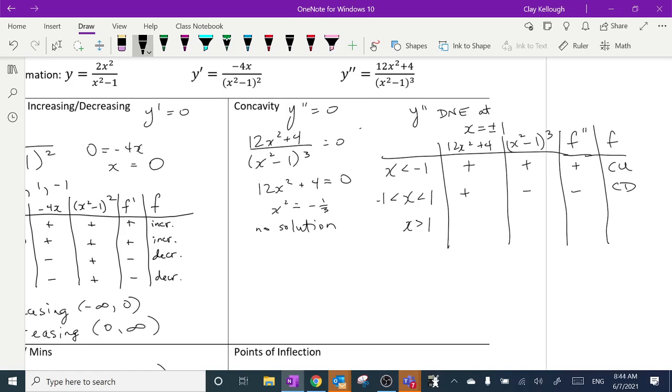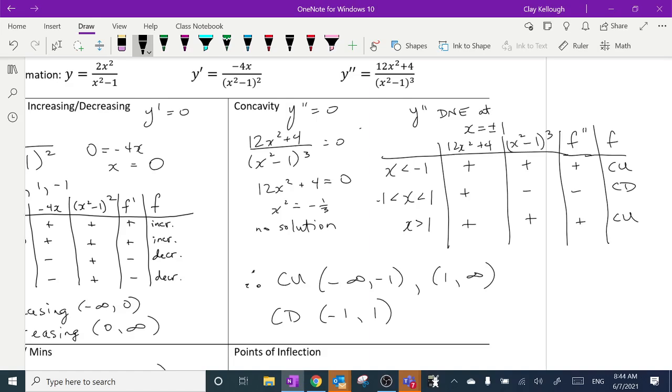And then x is bigger than 1. Again, both of these are going to be positive, so that means we're concave up again. So concavity changes. Therefore we are concave up from negative infinity to negative 1, and then again from 1 to infinity. We're concave down from negative 1 to 1.